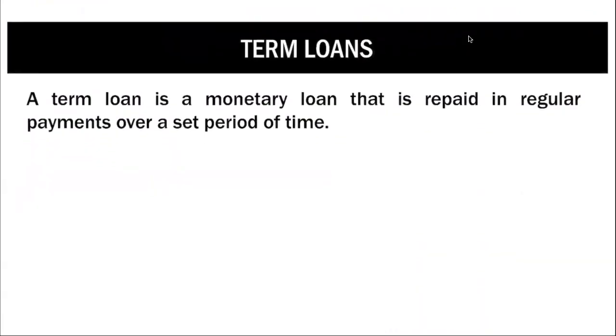Now let's talk about the second type of debt finance. This is a term loan. A term loan is a monetary loan that is repaid in regular payments over a set period of time. So as I told you, it is fixed within a particular period of time. Normally, a term loan is a type of interest-bearing loan. And when we say interest bearing here, we have a fixed interest.